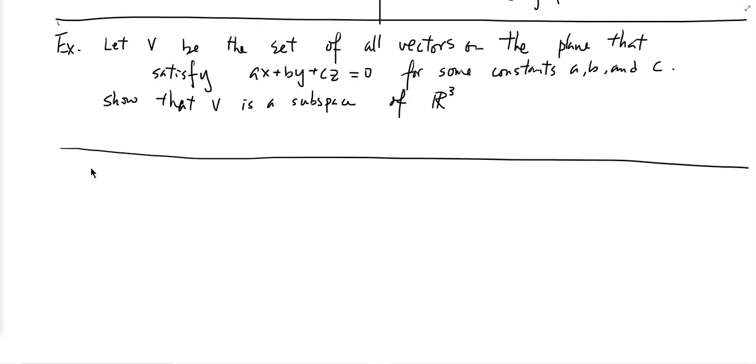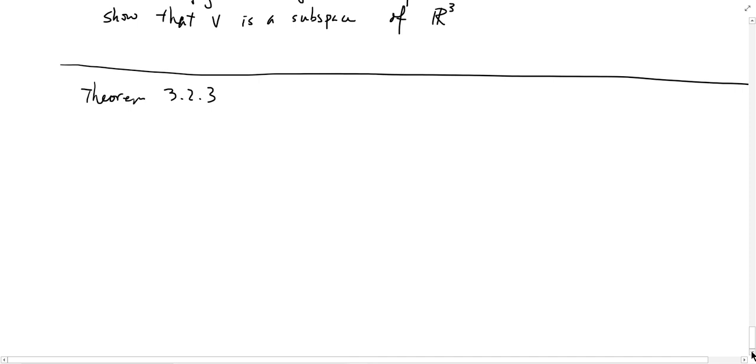So the next thing I want to talk about is theorem 3.2.3. This theorem identifies some common subspaces that we can work with for Rn. So the subspaces for Rn are the following. So this lists basically all the subspaces for Rn.